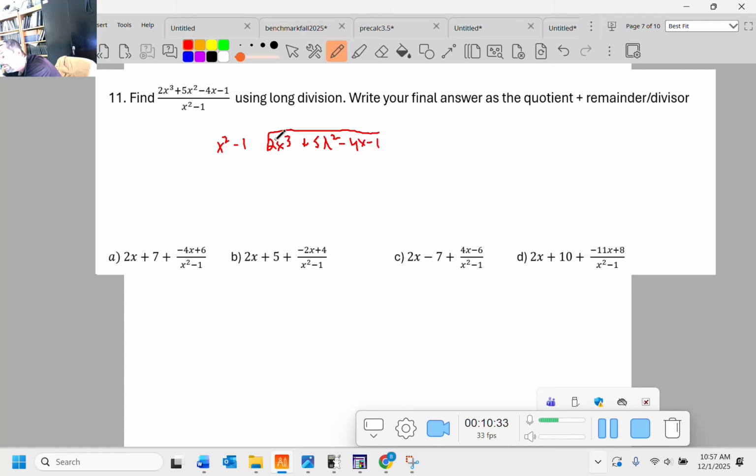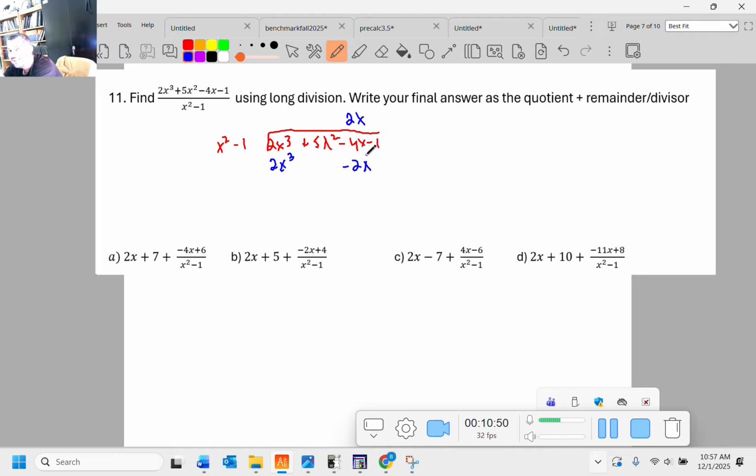To turn an x squared into 2x cubed, we need to use a 2x. You'll notice all these have 2x. It's a dead giveaway that it's going to start off with a 2x. 2x times x squared is 2x cubed. 2x times negative 1 is minus 2x.